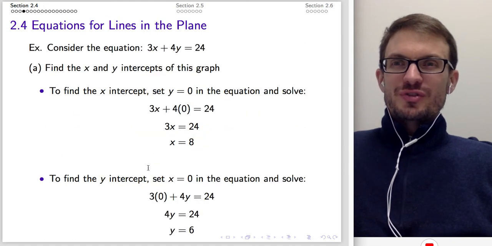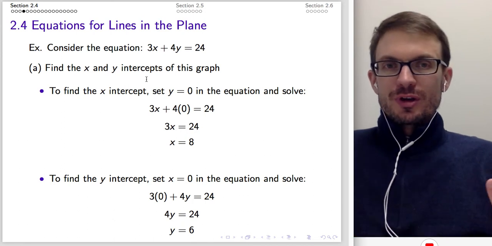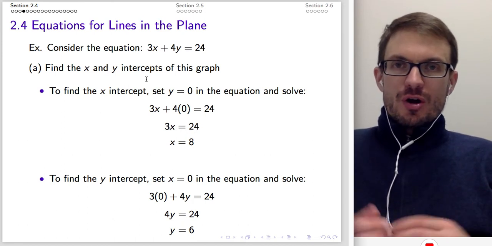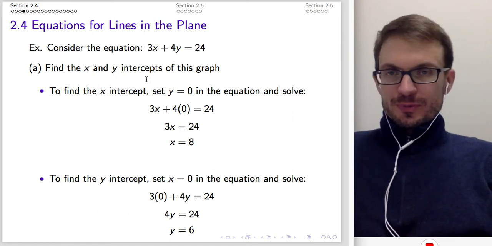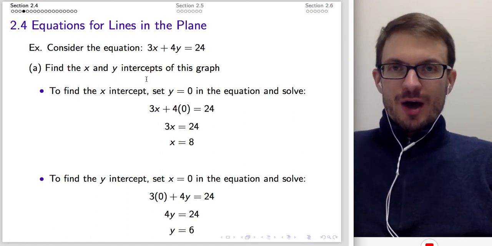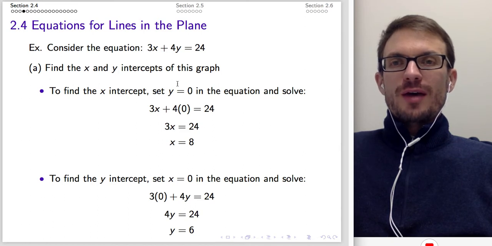All right, now resuming. Well, in order to find the x-intercept, what do we do? We set y equal to 0, and then we solve for x. In order to find the y-intercept, what do we do? We set x equal to 0 and solve for y. And what this is giving us is the other coordinate when we fix one portion of the ordered pair.